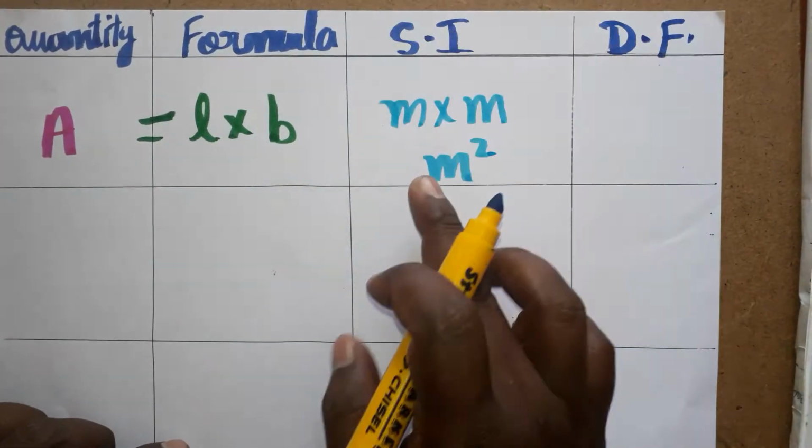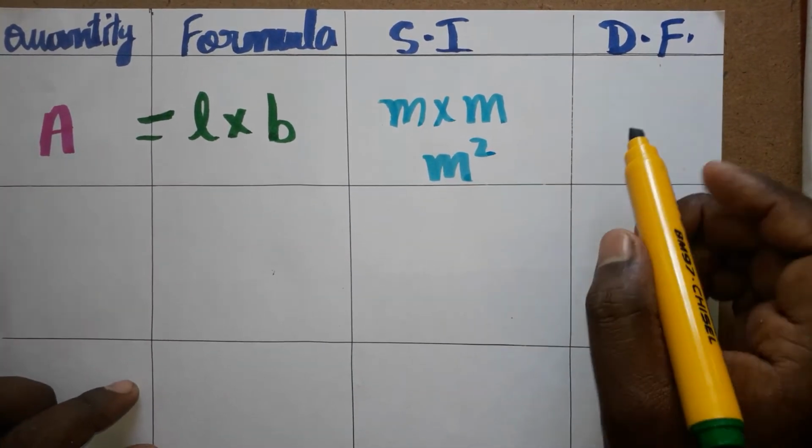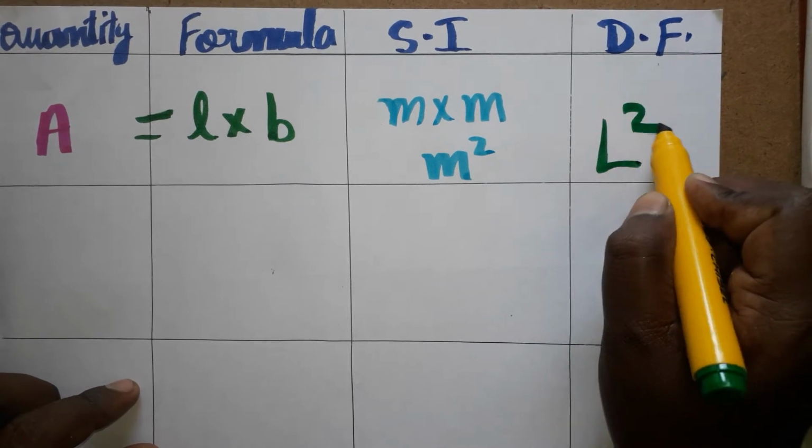First thing, here it is meter square, which represents length. Meter is a length, so because of the length we will get the dimensional formula L square.